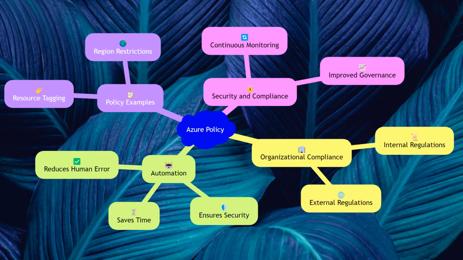Azure Policy is essential for organizations that need to ensure compliance with internal and external regulations. It helps in automating the enforcement of rules, reducing the risk of human error. For example, you can create policies to ensure that all resources are tagged correctly, or that certain types of resources are not deployed in specific regions. This automation not only saves time, but also ensures that your Azure environment remains secure and compliant.